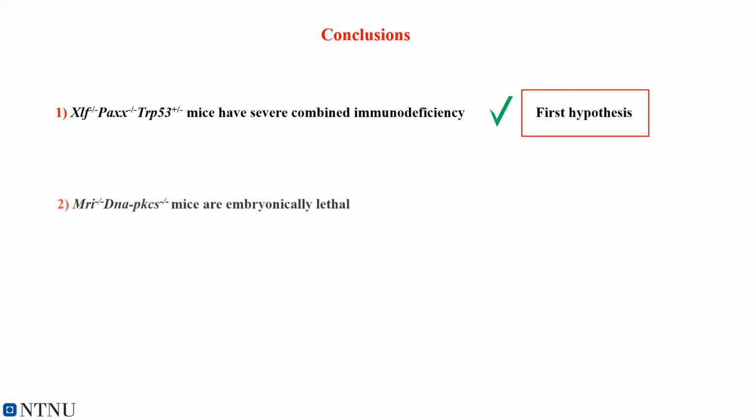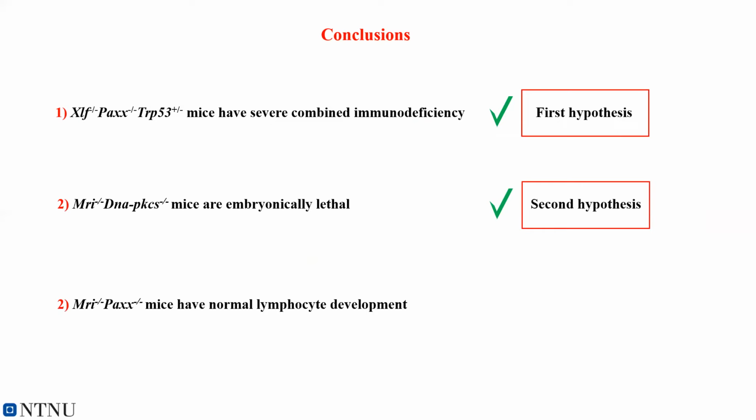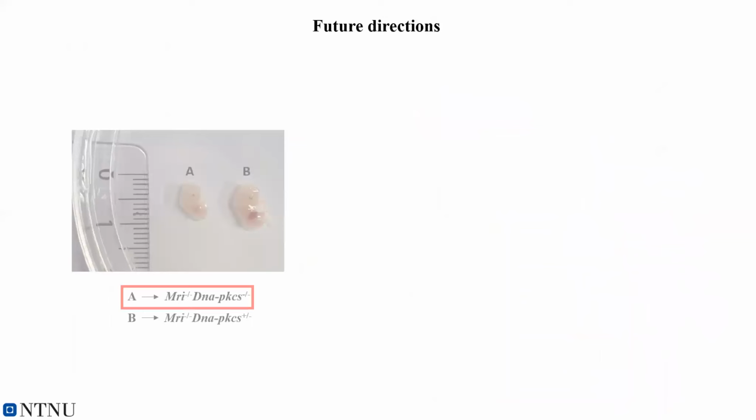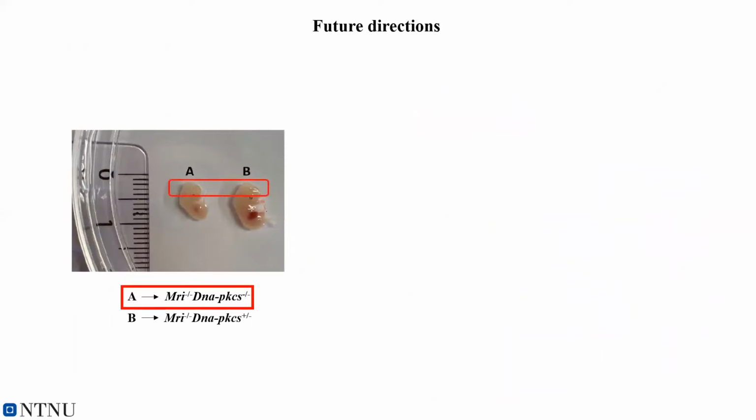So I have validated my first and my second hypothesis, but the third hypothesis appeared to be wrong. As future directions, we collected brain samples from MRI DNA-PKcs deficient embryos, in addition to single knockout and wild-type embryos. I hypothesized that massive apoptosis in central nervous system, in addition to increased genomic instability, is the cause of lethality of MRI DNA-PKcs deficient mice.